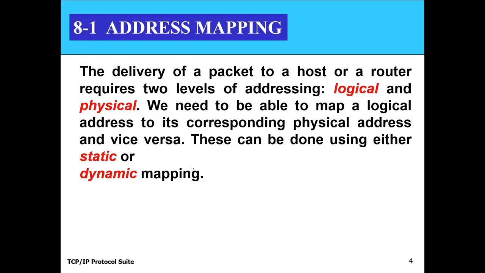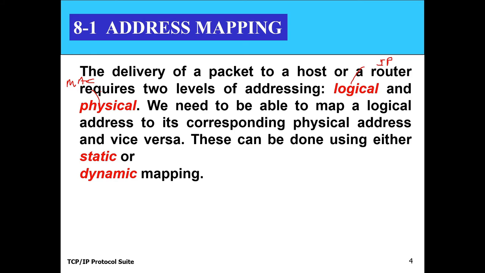All right. So addressing mapping. Delivery of the packet to the host or the router requires two levels of addressing, the logical and the physical. And there is a third level, which is the port number, right? But now we are talking about the logical, which is like the IP address, all right? And we have IPv4 and IPv6. And the physical address, and we are talking about the MAC address, all right? Or the Ethernet address. Physical address, whatever the physical address.